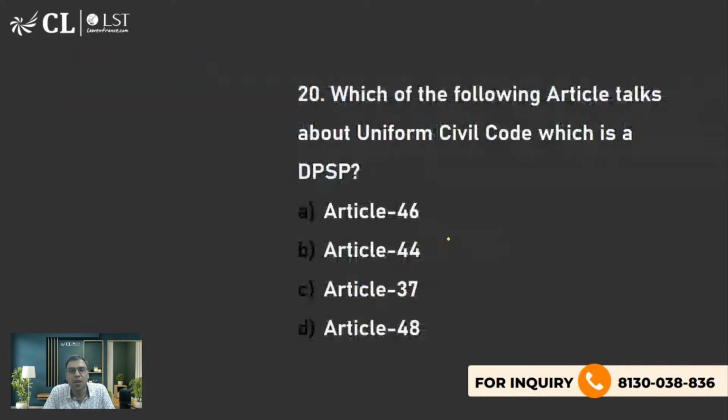The next one is which of the following article talks about Uniform Civil Code, which is a DPSP? Article 46, 44, 37, 48.